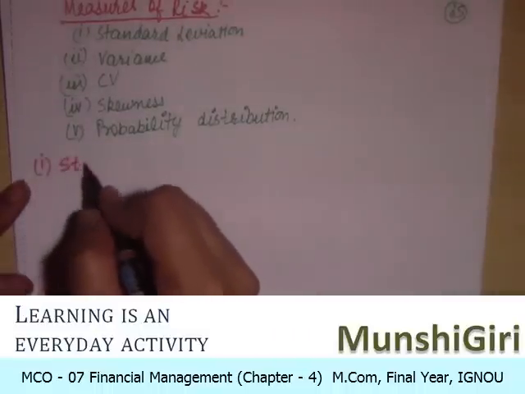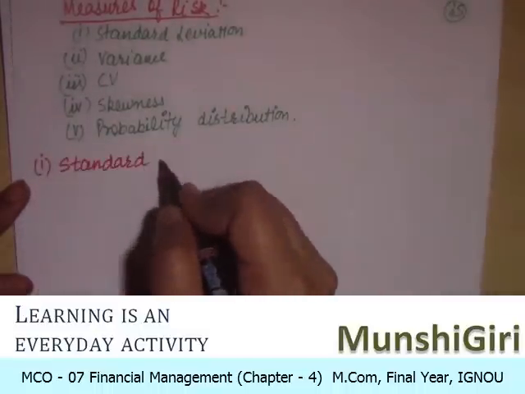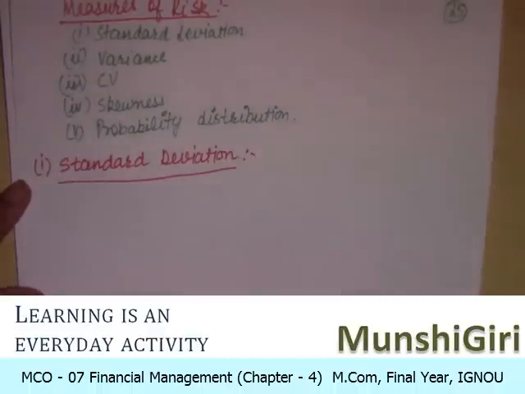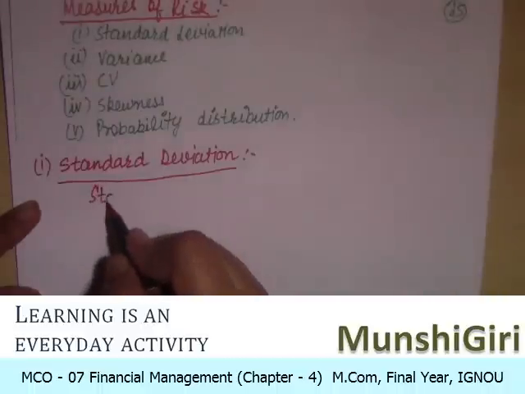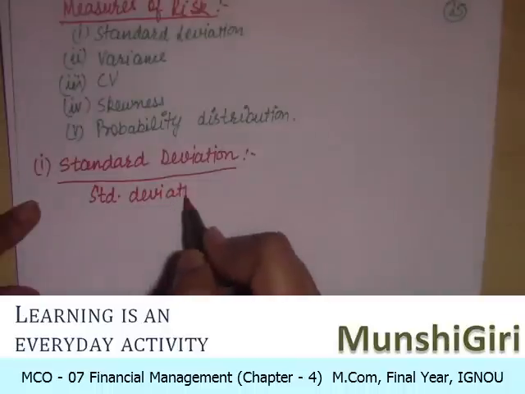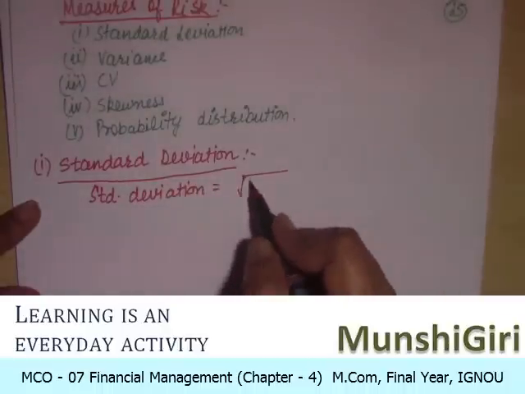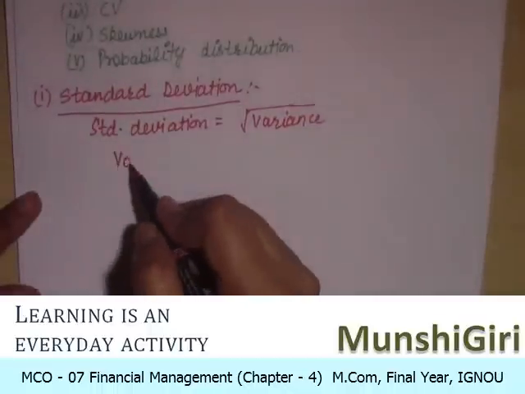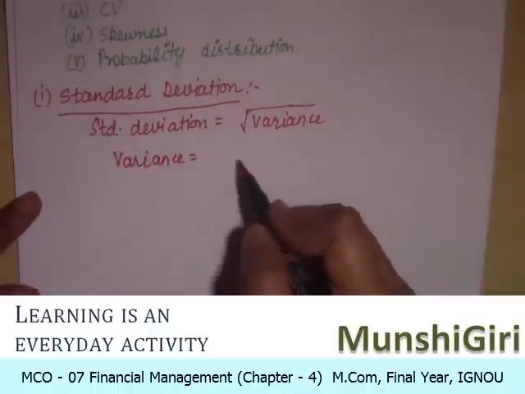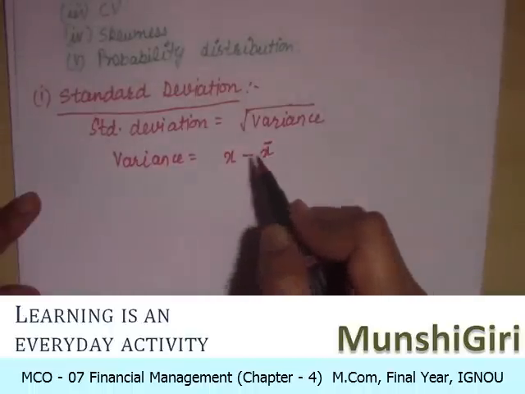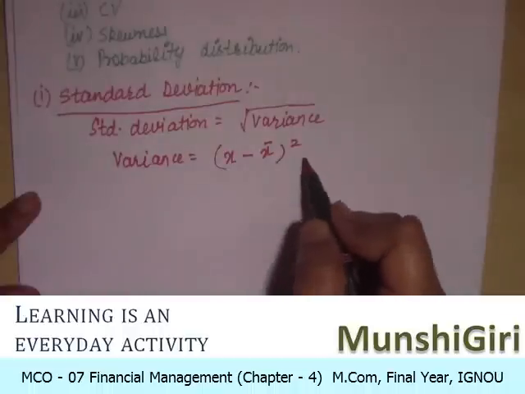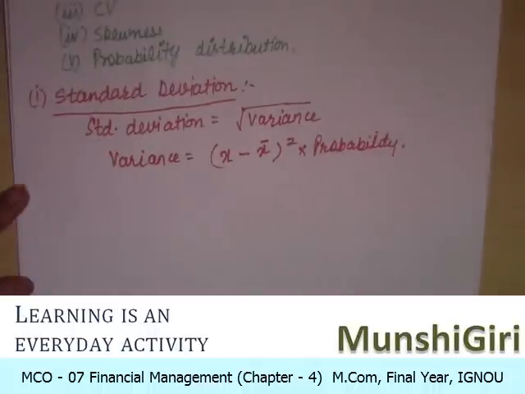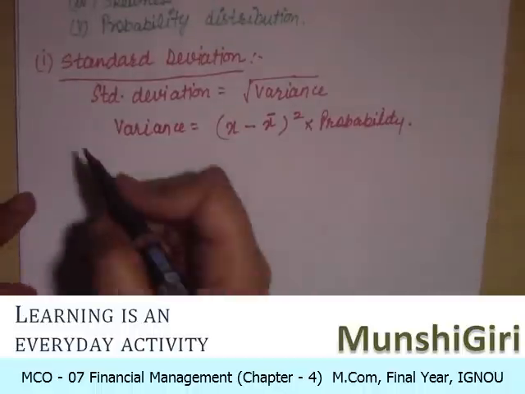So how can we calculate standard deviation? Standard deviation is equal to the square root of variance, and variance is equal to the sum of (x minus x bar) square into probability. Let's take up an example to understand this.